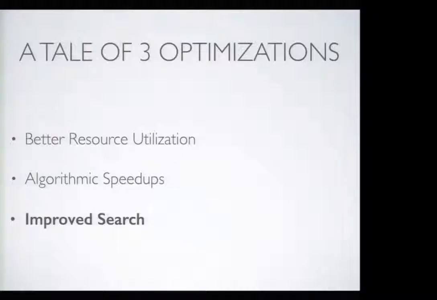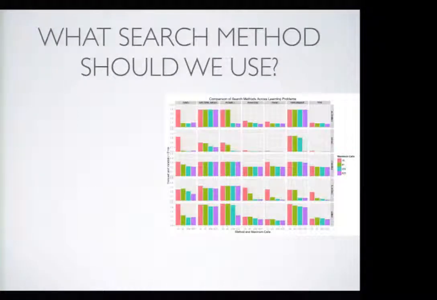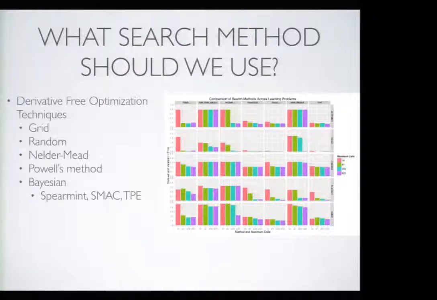So finally, the last bit of optimization I want to talk about here is improved search. The question is, what search method should we use to go over this hyperparameter space? It turns out that there are a lot of existing search methods for what we're calling derivative-free optimization problems. And that's not our word. That's something that's existed in the literature for years. But you can think of grid search and random search as versions of derivative-free optimization techniques.